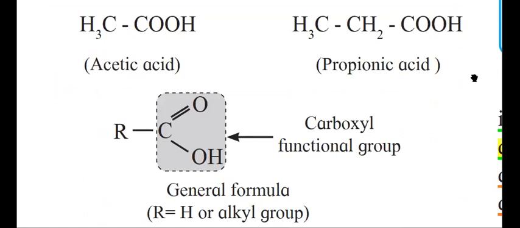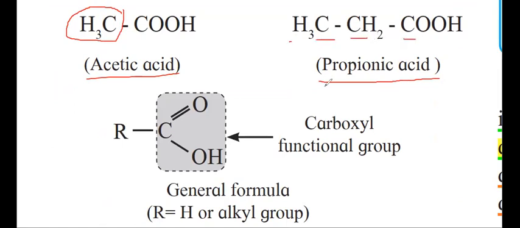See, these are the examples. The first example is acetic acid. The R group is CH3, and it is called acetic acid. Another one is propionic acid. Why propionic acid? Because it contains 1, 2 and 3 carbon atoms, therefore the alkane is propane. It is an acid, therefore it is propionic acid.